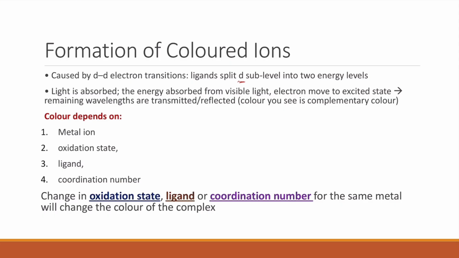And finally, the coordination number, whether you're going to have two, four, or six ligands surrounding your central atom. So if you use the same ligand, you can change the color of the complex if there is a change in the oxidation state, a change in the ligand used, or a change in the coordination number. And this is one of the typical questions in paper one. They could ask you, how can you change the color of the colored complex?